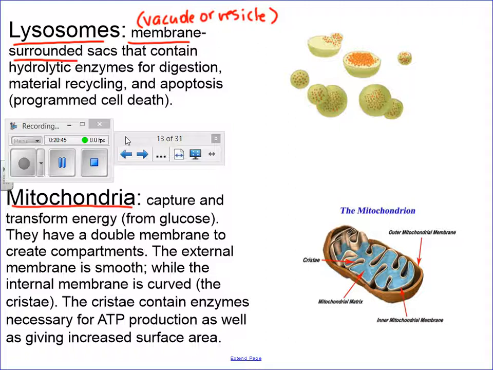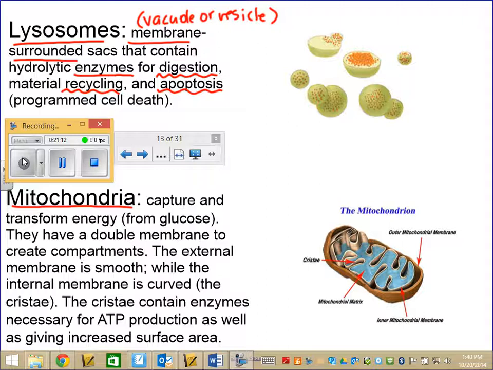They have hydrolytic enzymes that are needed for digestion, that are needed to recycle material, and that are needed for something called apoptosis. Sometimes cells need to die. They've outlived their lifespan. And so these enzymes can help break apart all of the pieces of a cell so we can reuse them.